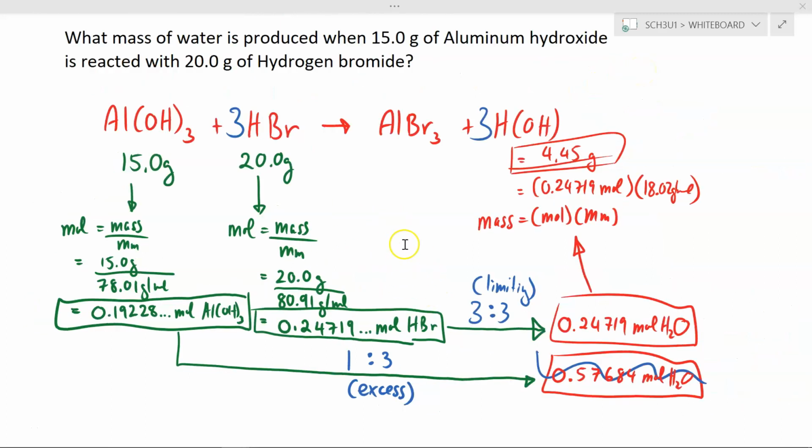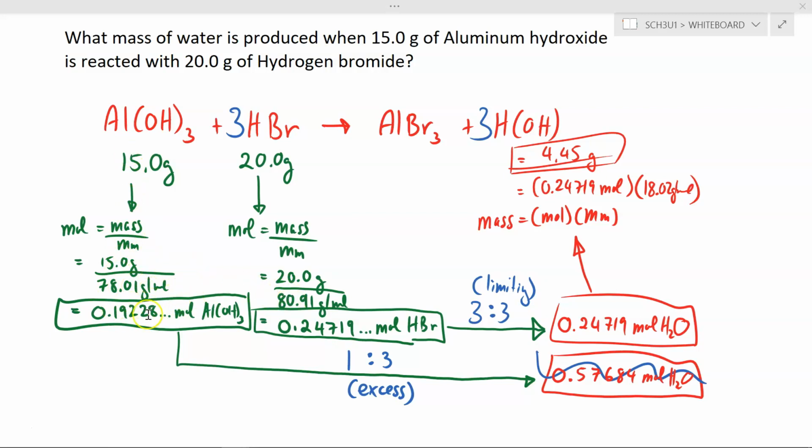Now, it's important to note that you can't determine who is your limiting reagent just by looking at the initial values. So you can't just say, oh, there's 15 grams, so there's less mass of aluminum hydroxide, therefore this must be my limiting reagent, because as you saw over here, the 15 grams was actually in excess. And that's because different compounds have different molar mass values.